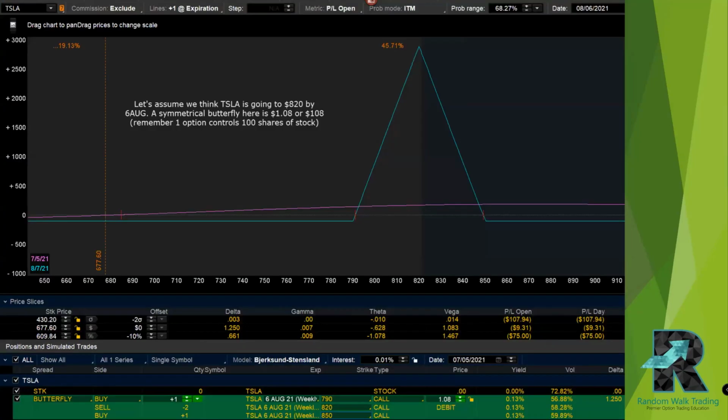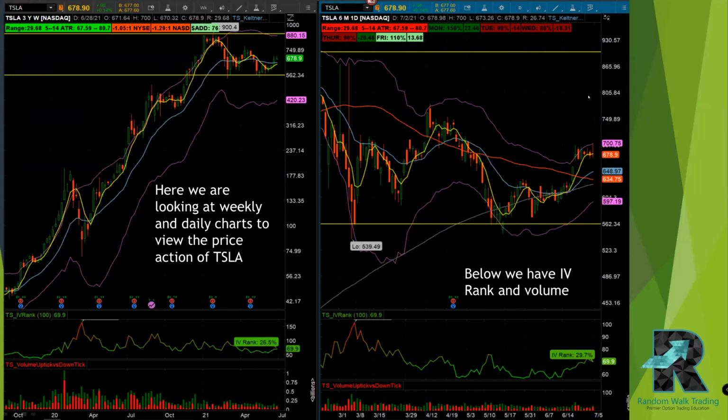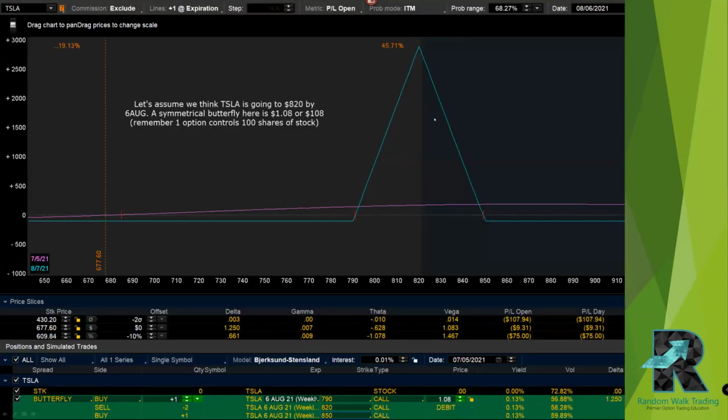So if we assume that Tesla is going to go to 820, looking at the chart here, let's back up a step. We're just picking a point of saying roughly 820 is kind of where we think it's going to go. It's going to bounce higher, and your bias may be different, but either case, what we're trying to do is construct a trade here with butterflies. And if we think that Tesla's going to go to $820 by August 6th, here we've got a simple symmetrical butterfly for $1.08 or $108.